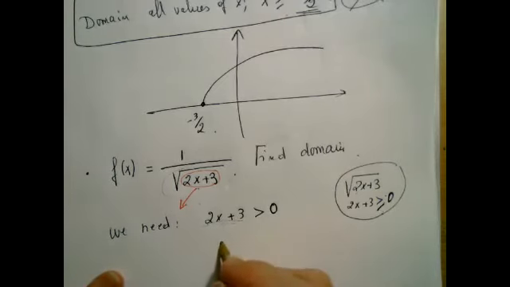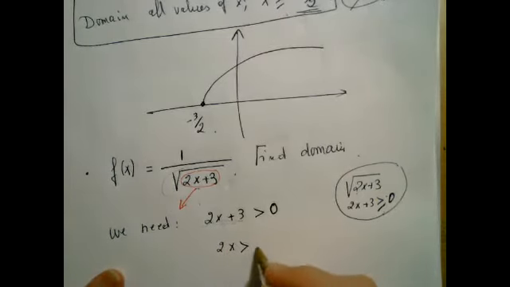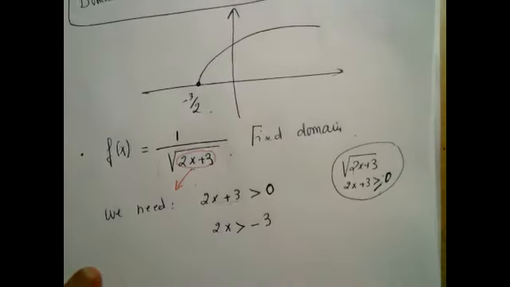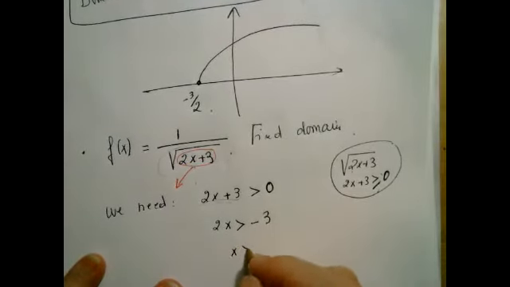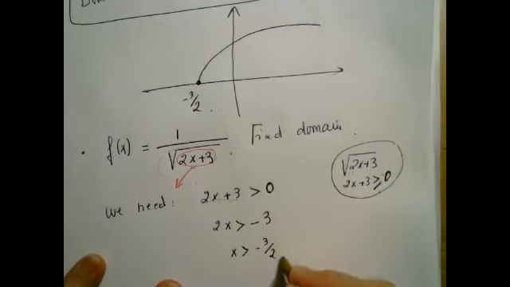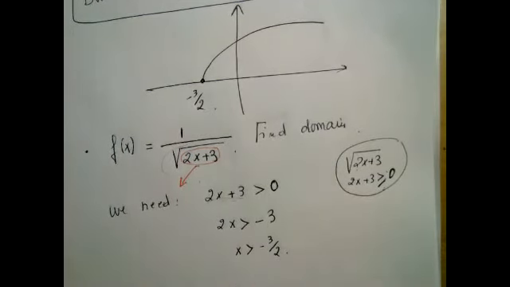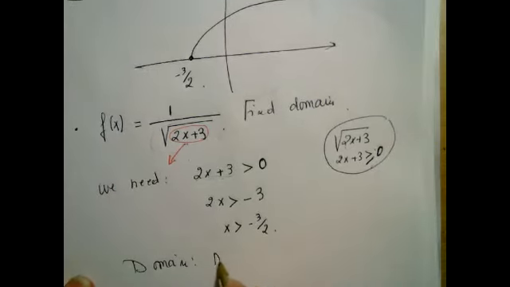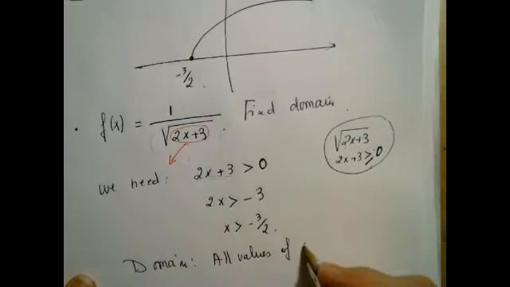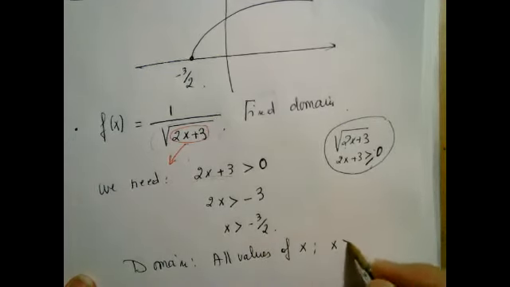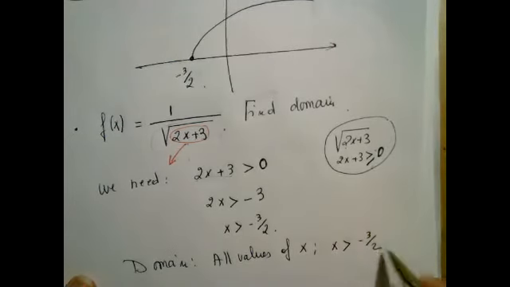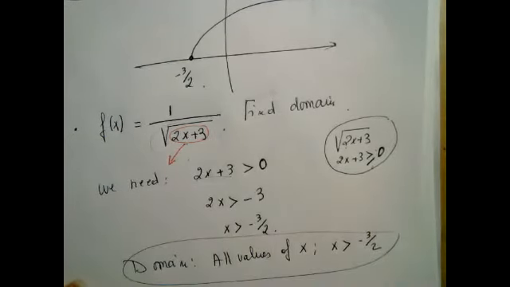So now we solve for it. And x is larger than minus 3/2. So the difference now is that minus 3/2 will not be allowed. So the domain is going to be all values of x such that x is strictly greater than minus 3/2. So we will not be allowed to take minus 3/2 into the picture.